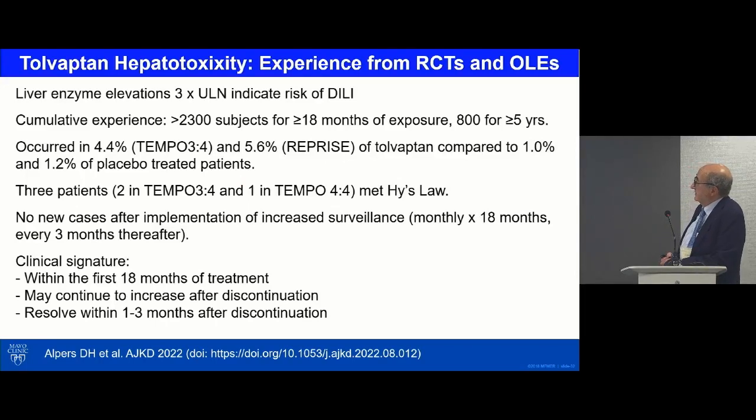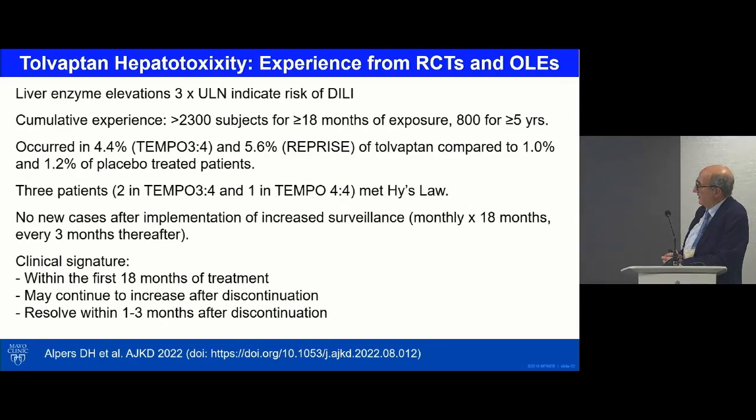Now, in terms of hepatotoxicity, that was a surprise in the clinical trials of tolvaptan, because it had not been noted in other clinical trials for other conditions with polyuria. But when liver enzymes go up, especially transaminases, to 3 times the upper limit of normal, that indicates the risk of drug-induced liver injury. And this is a recent paper just published in the American Journal of Kidney Diseases, which updates the experience with tolvaptan and hepatotoxicity in all the clinical trials from Otsuka and the open-label studies and clinical continuations.